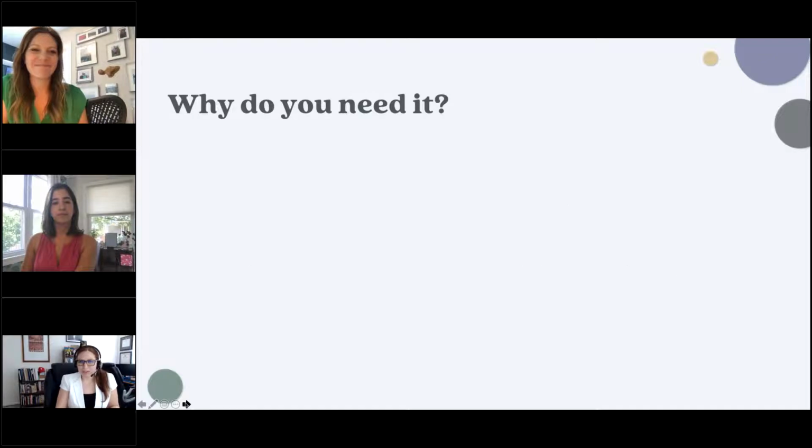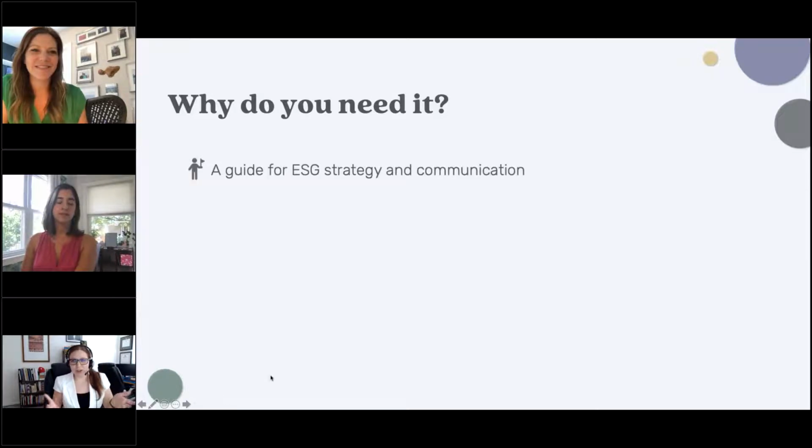So why do you need a materiality assessment? Well, I'm already talking it up. So let's dig into a little bit of what those specifics are. For one, it's really a guide for all of your ESG or sustainability strategy and communication. You could even think of it as a blueprint. It really tells you here are the items that we need to be focused on.